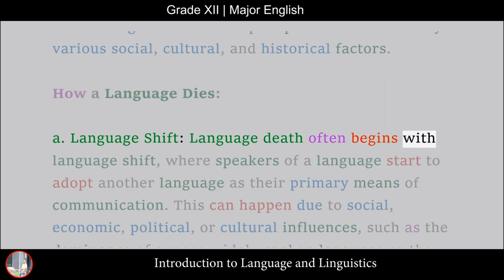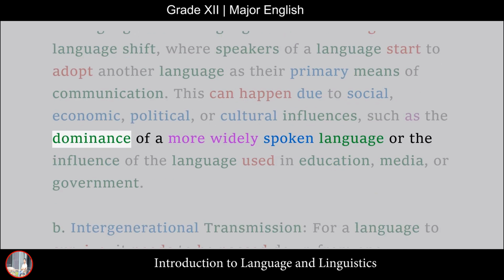Language death often begins with language shift, where speakers of a language start to adopt another language as their primary means of communication. This can happen due to social, economic, political, or cultural influences, such as the dominance of a more widely spoken language or the influence of the language used in education, media, or government.